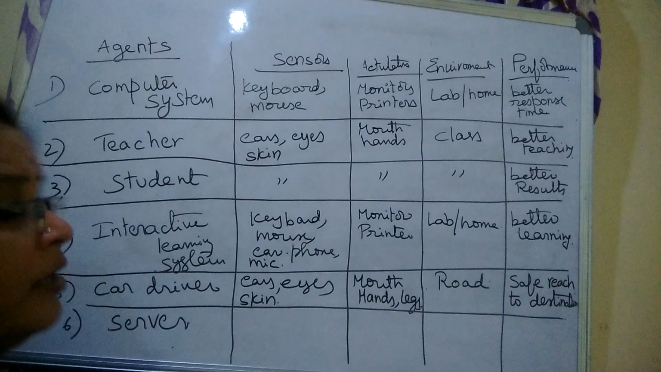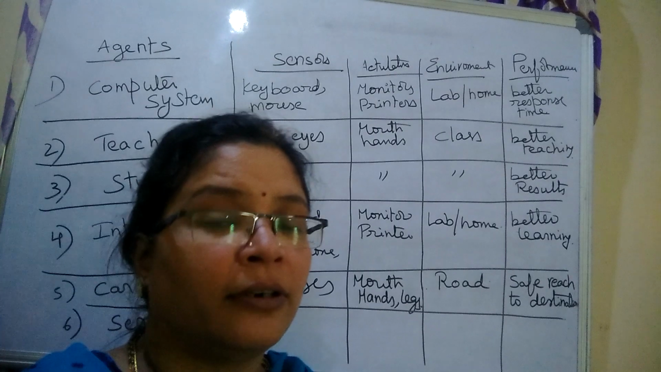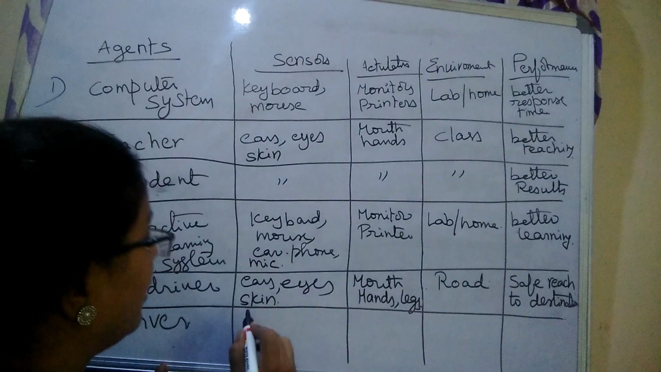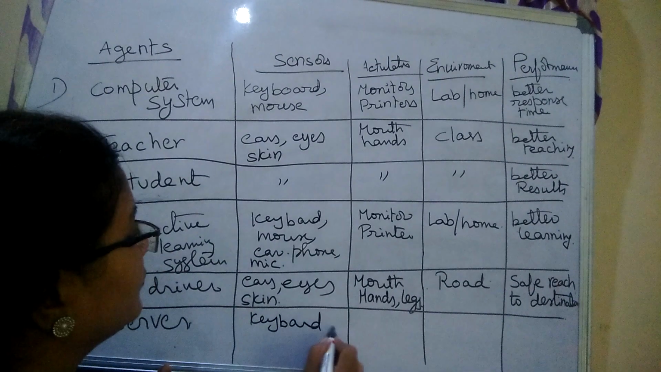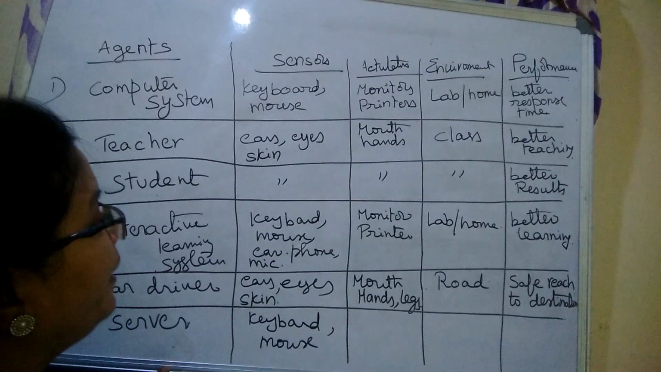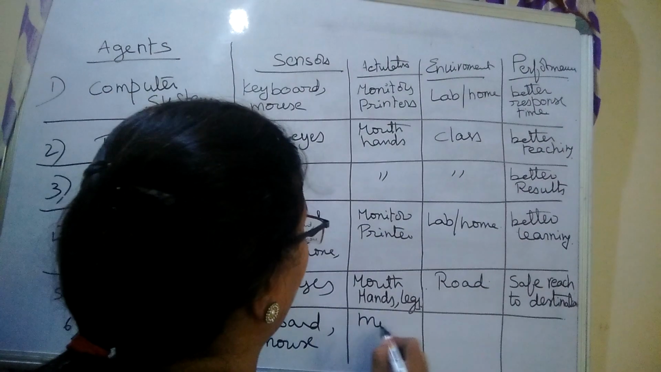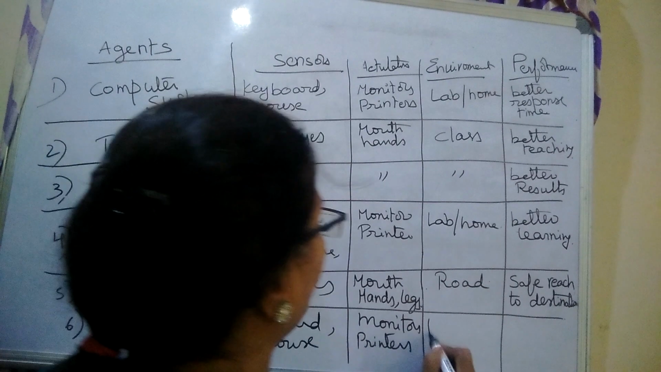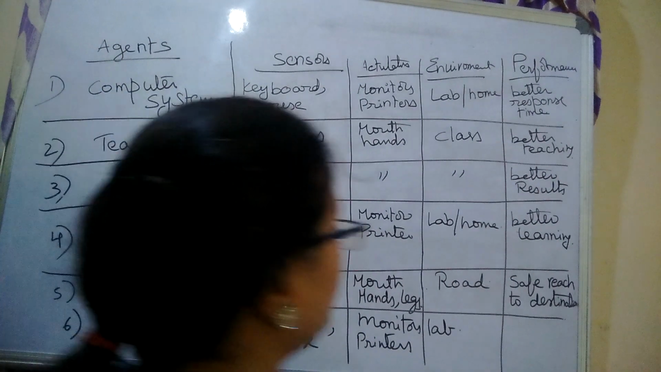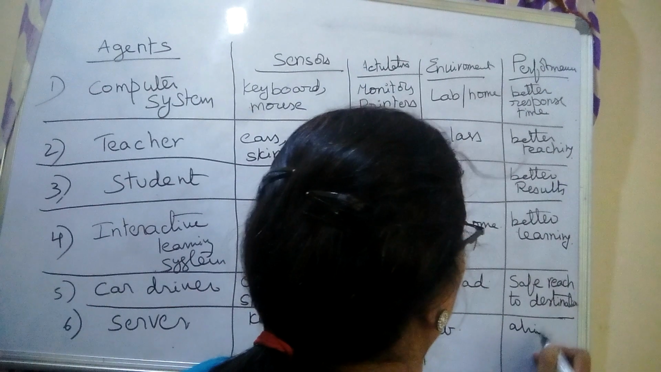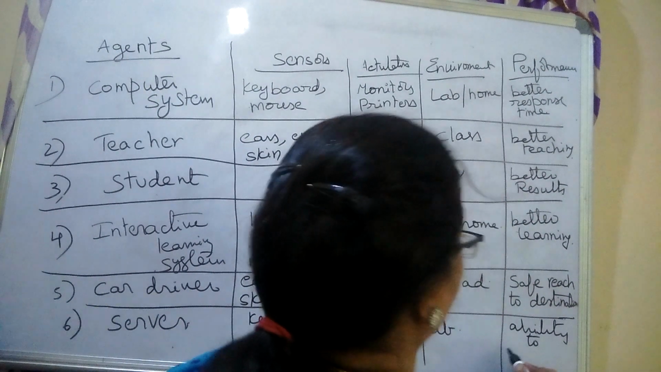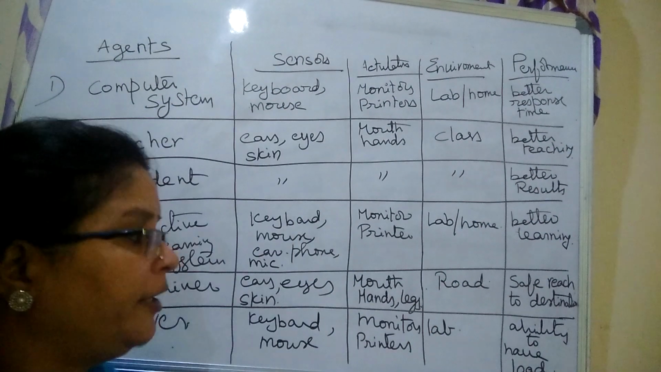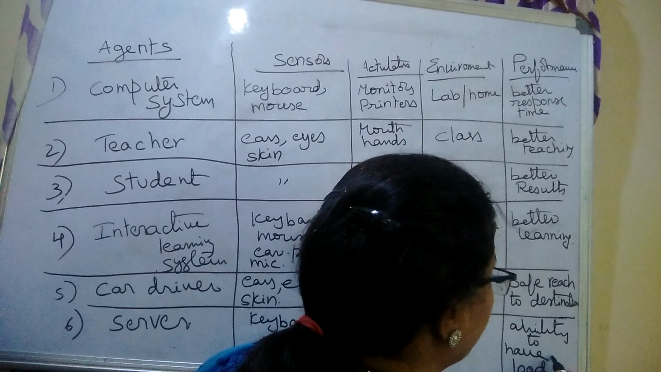Next we talk about server. Being a computer machine, a server also has its own sensors as keyboard and mouse. And next, actuators: monitors, printers. Which environment does it work in? Lab. And what is the performance? Ability to maintain load or ability to handle load. That is the better, or ability to utilize.